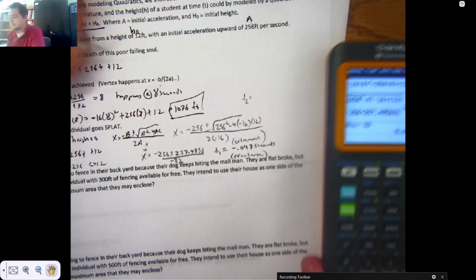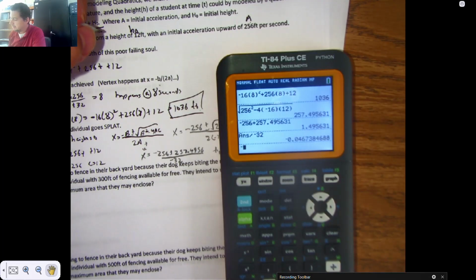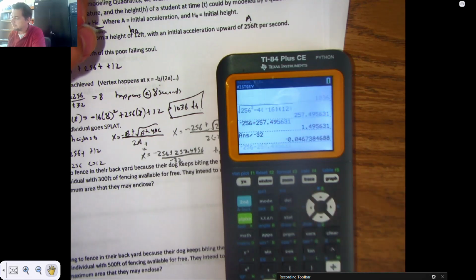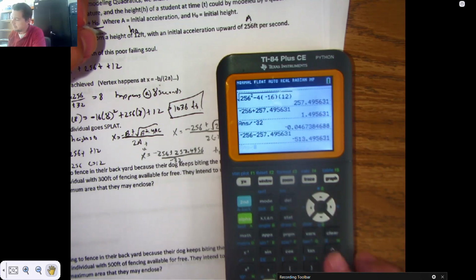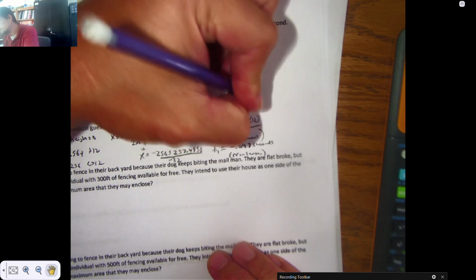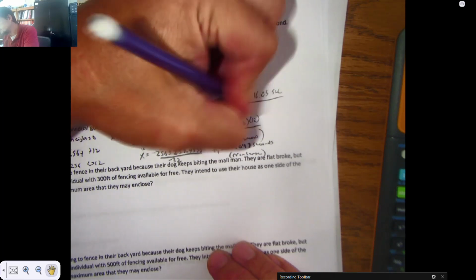The other time, which is probably going to be the correct time, I'll call it time 2, is going to be negative 256 minus, and notice I'm just arrowing up here to get that decimal. Press enter, divided by negative 32, 16.05 seconds. There's my time. Think about being airborne for 16 seconds and then hitting the ground. You're going to be terrified.